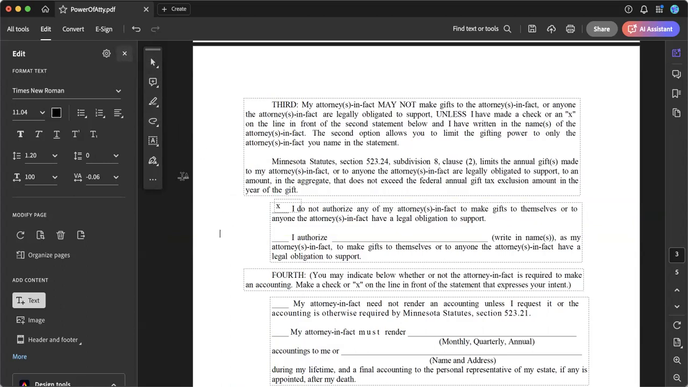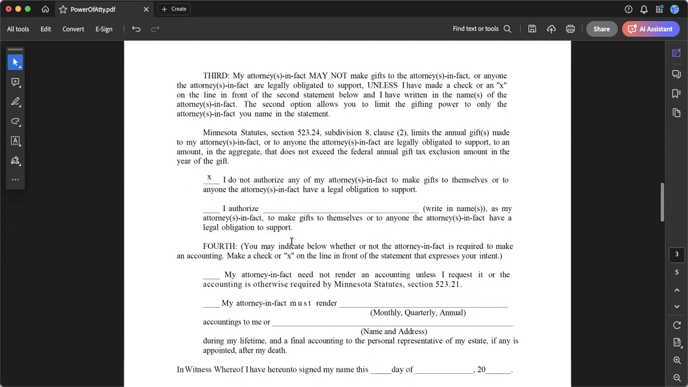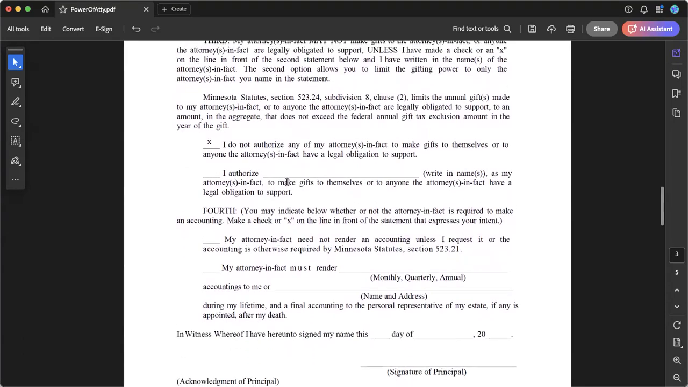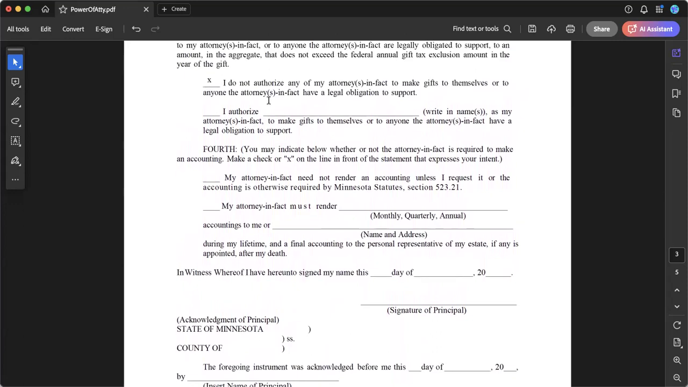Then I might check this one and say who would be able to gift to themselves. But my kids are little, so they can't even serve as my attorney in fact. So it's moot for me. So I would say I don't authorize any of my attorney in facts to make a gift to themselves or anyone they're legally obligated to support.